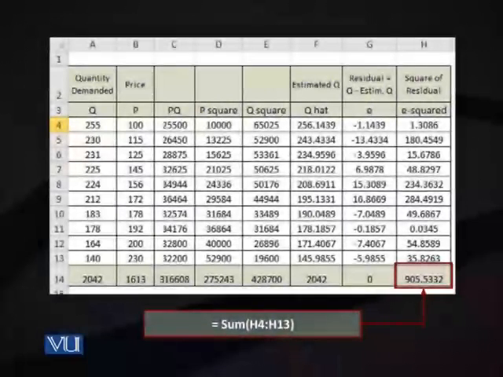So the last one is the square of residuals, E square. As you know, we need the sum of squared residuals for various computations like computing R square, etc. So we have computed the square simply, and the sum is 905.5332.